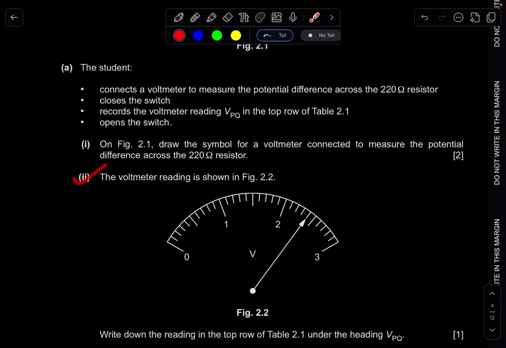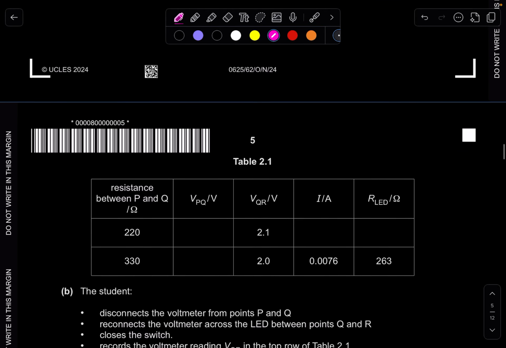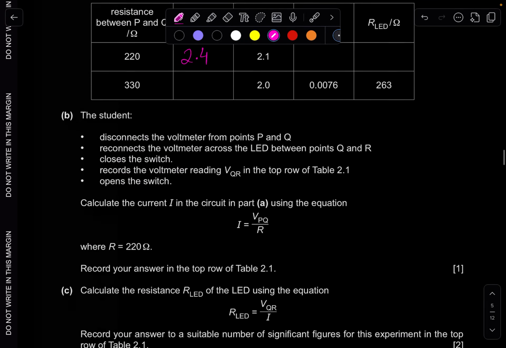So in the second part, the voltmeter reading is shown. Write down the reading in the top row of the table 2.1 under the heading VQ. Okay, let's see what the reading is. This is 2. This is 2.1, 2.2, 2.3, and this is 2.4. Each division is showing 0.1. Okay, so it's 2.4. So the value will be 2.4.